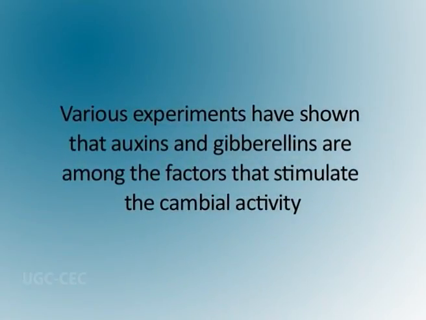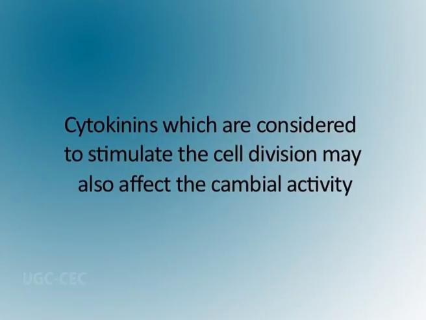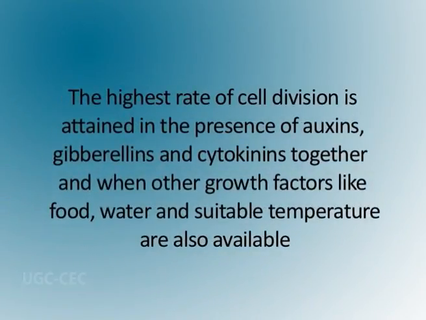Various experiments have shown that auxin and gibberellin are among the factors that stimulate the cambial activity. Probably the auxin produced in the growing buds is translocated basipetally in the stem and induces cambial divisions. Cytokinins, which are considered to stimulate cell division, may also affect the cambial activity. Kinetin increases the cell number. The highest rate of cell division was attained in the presence of auxin, gibberellin, and kinetin together, and when other growth factors like food, water, and temperature are also available.